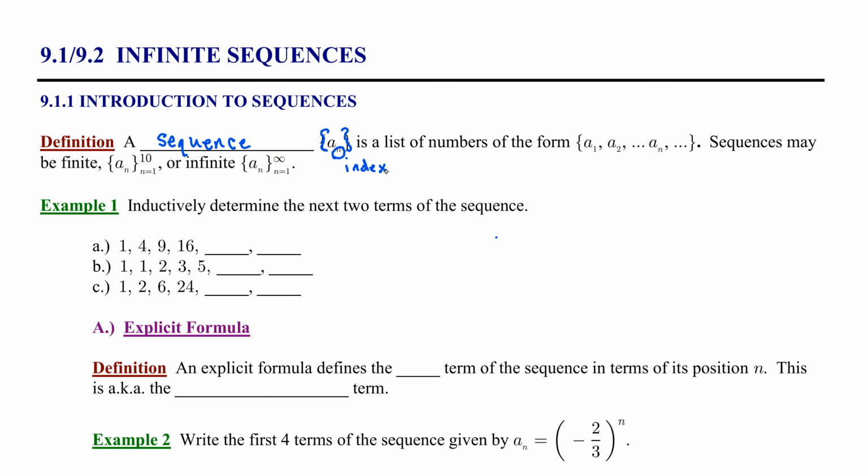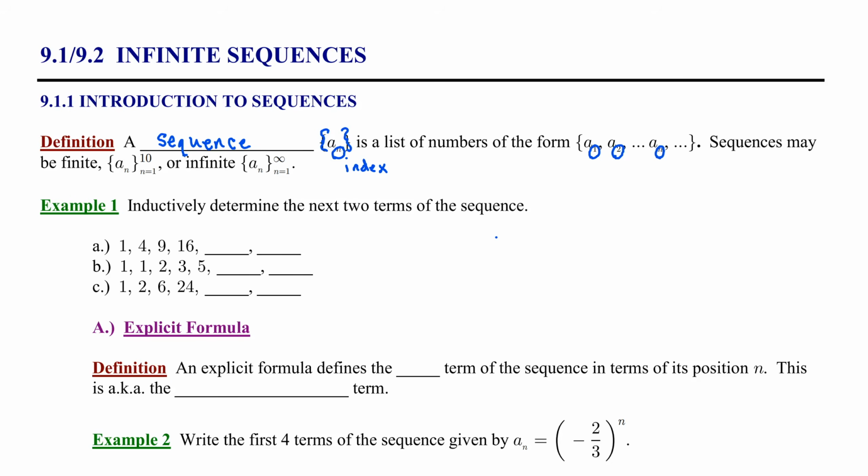... means that pattern continues. So the subscript of each term indicates the position of that term in the sequence. So a sub 1 is the first term, a sub 2 is the second term. A sub n just represents a general member of that sequence somewhere down the line.